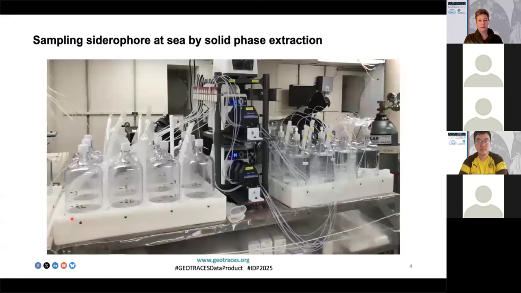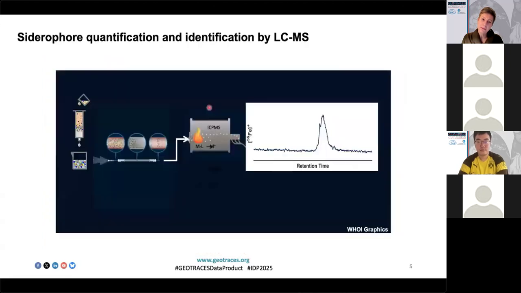The method to sample siderophores is solid phase extraction. We pump filtered seawater through this cartridge, which retains siderophores and other organic molecules. We wash the cartridge with methanol to recover siderophores and other organic molecules. We measure the sample on liquid chromatography mass spectrometry.